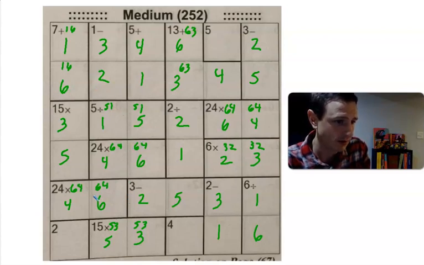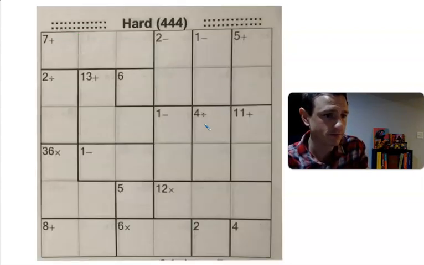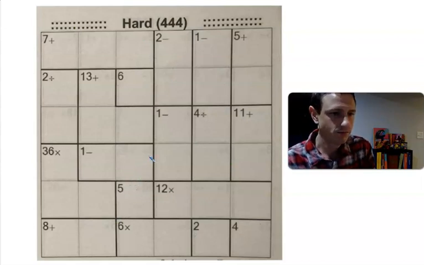Just double check a couple of boxes here. 6 and 4, 6 and 4, 3 minus 2. 6, 5, 4, 3, 2, 1. 6, 5, 4, 3, 2, 1. Nice. Hard.